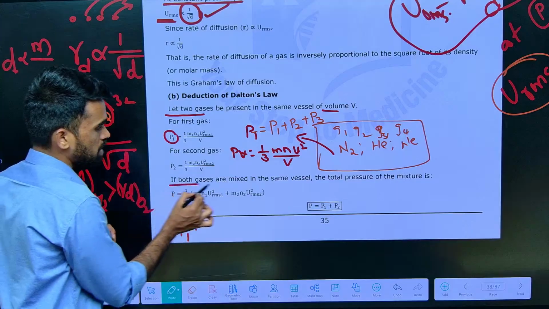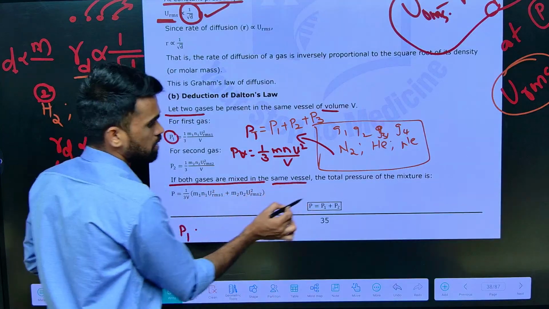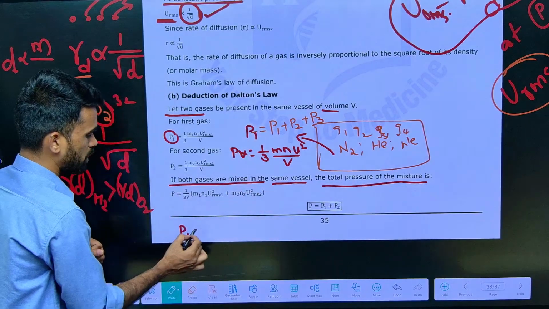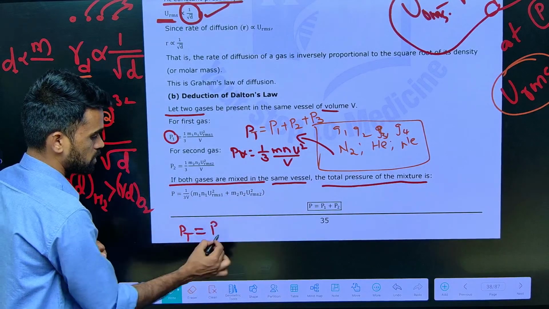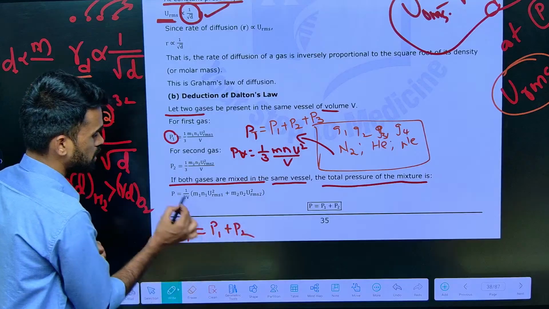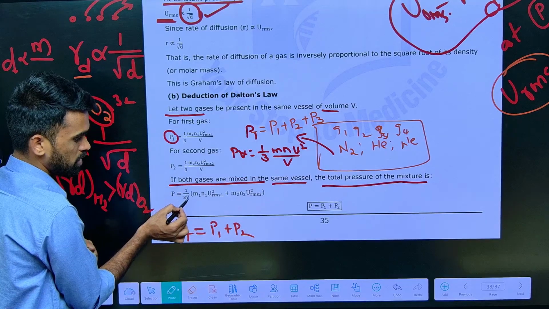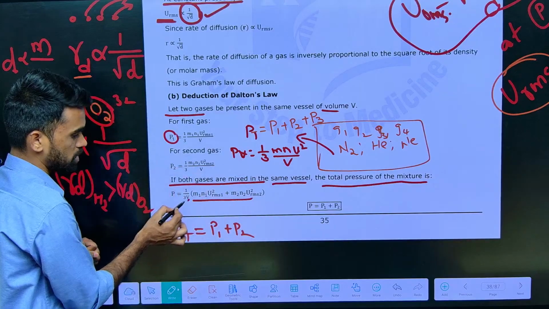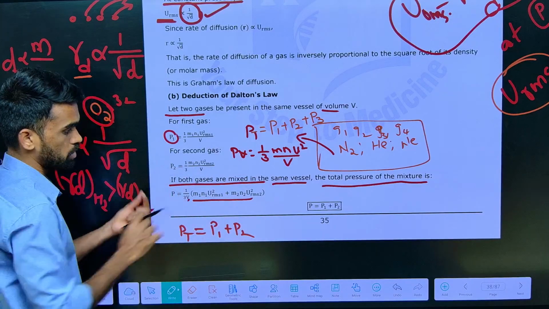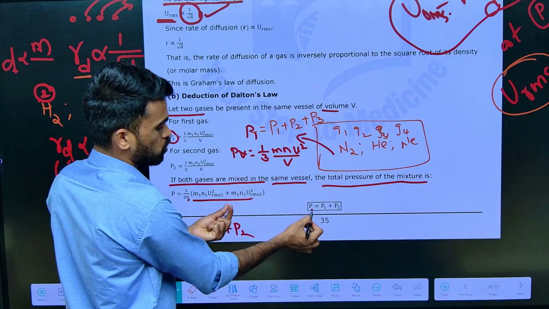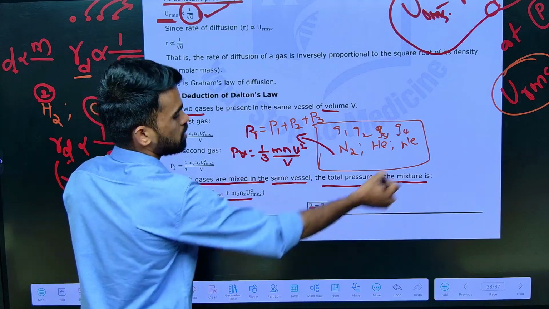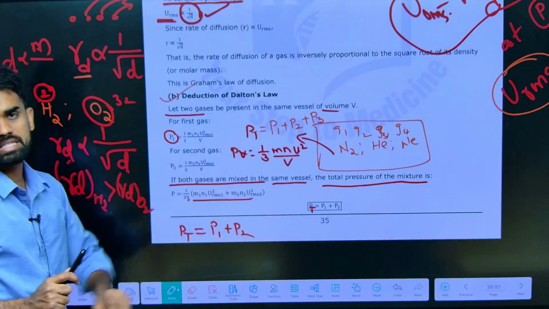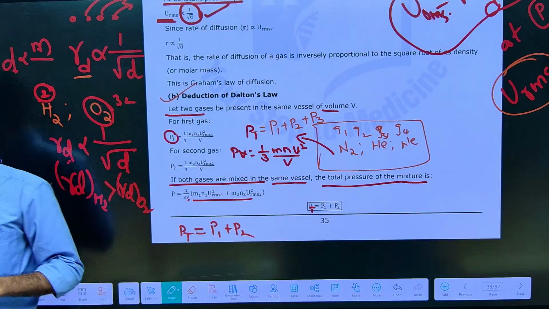So if both gases are mixed in the same vessel, the total pressure of the mixture, P total, will be equal to P1 plus P2, that is 1 by 3V times these same values. You add them because V is a constant here, that is why we have taken it as common. So that gives you P total equals P1 plus P2 plus P3 and so on, like this we can write. So this is about Dalton's law of partial pressures.